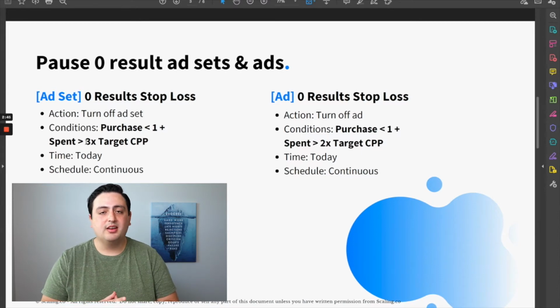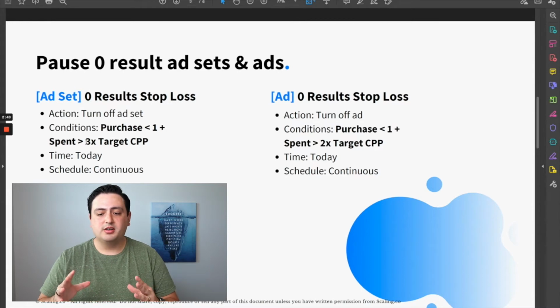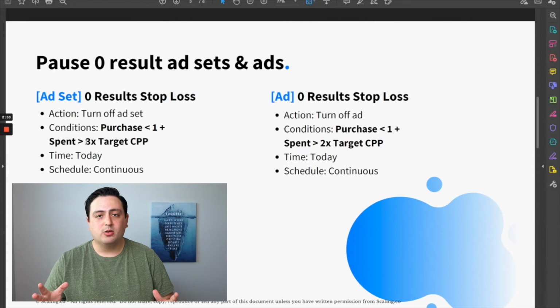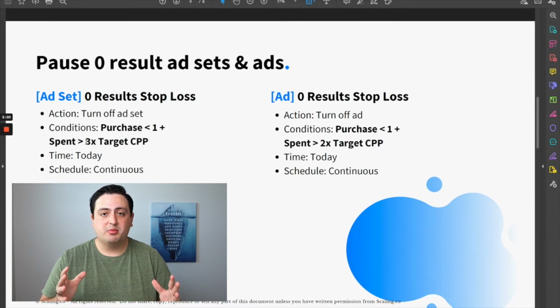And then we have the same thing at the ad level, right? So you have the ad set level and ad level. If you want to just set rules for specific ads, if you're running maybe 3 or 4 ads, maybe more per ad set, you would want to do this ad level rule as well. So that's how to pause after 0 results.